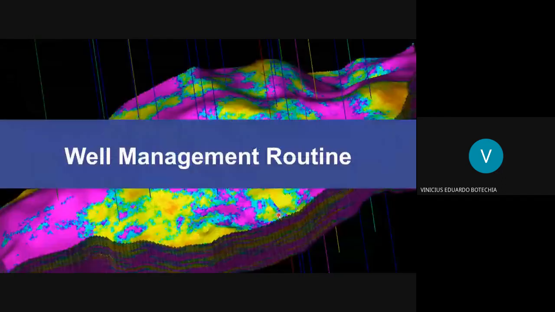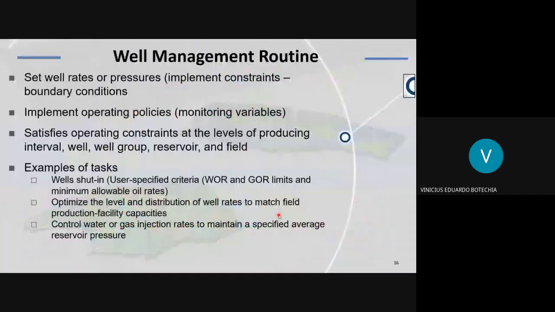So the simulators come, in general, with well management routines, right? And besides the defaults of the simulator, you have to set some things in the simulator. So you set well rates or pressures, implementing constraints or boundary conditions. You can implement operating policies by monitoring variables. I'll explain about monitoring variables later. You have to satisfy operating constraints at the different levels of hierarchy, right? Group, reservoir, field, well, zones, and so on.